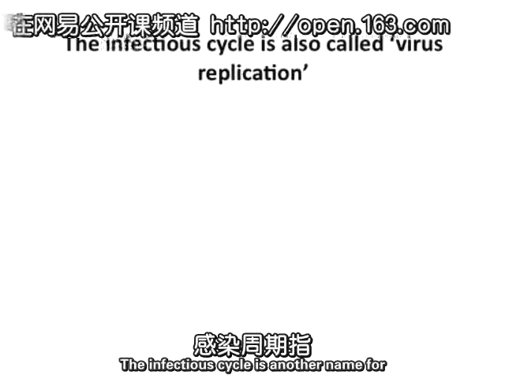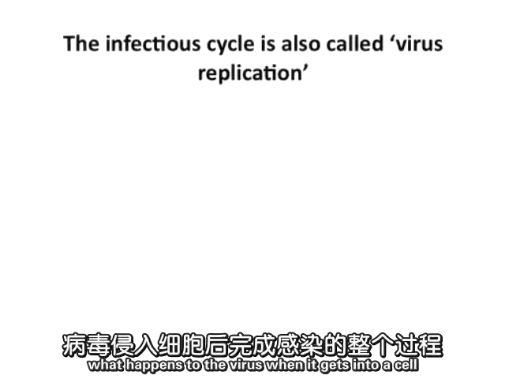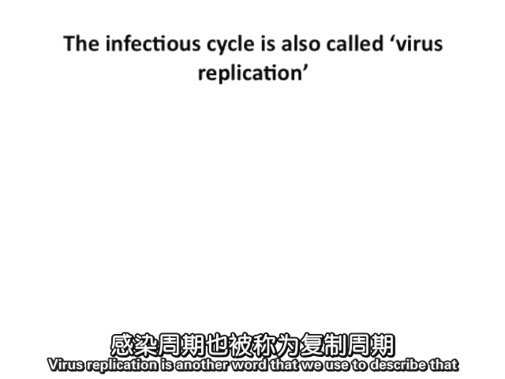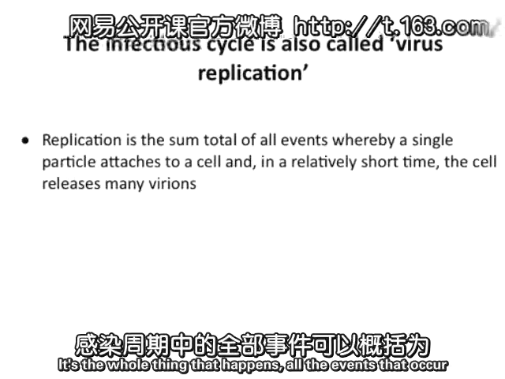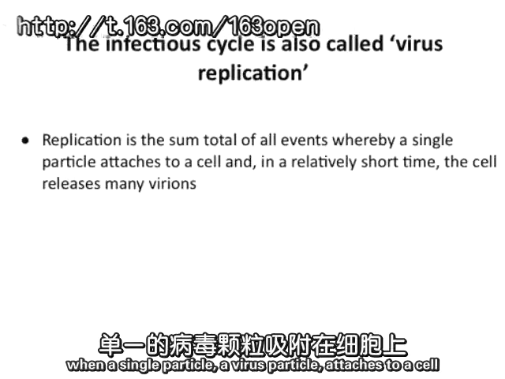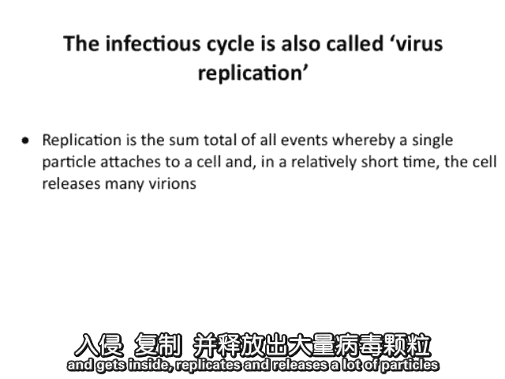The infectious cycle is another name for what happens to the virus when it gets into a cell. Virus replication is another word that we use to describe that. I'll use the two words interchangeably. It's the whole thing that happens, all the events that occur when a single virus particle attaches to a cell and gets inside, replicates, and releases a lot of particles.